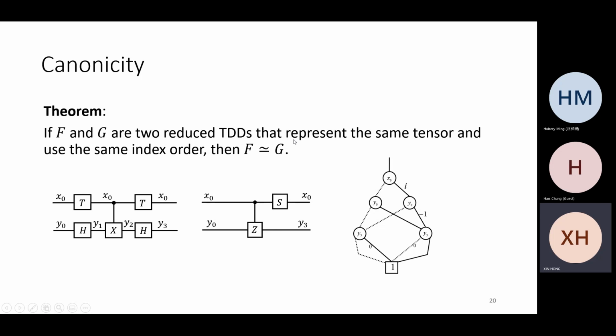And since you know that if two tensor decision diagrams represent the same tensor, then they should be isomorphic, from this fact, if these two circuits have the same tensor decision diagram, then you can know that these two circuits must be equivalent.